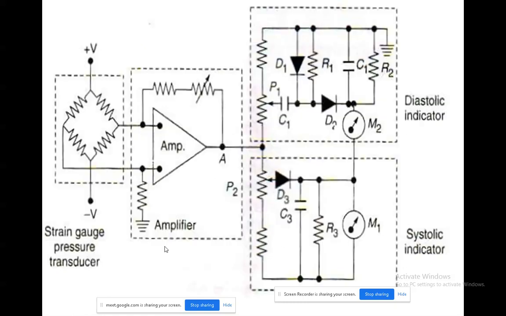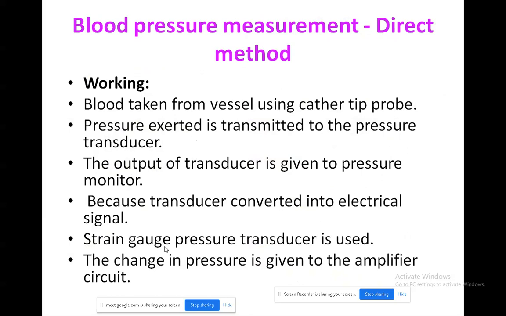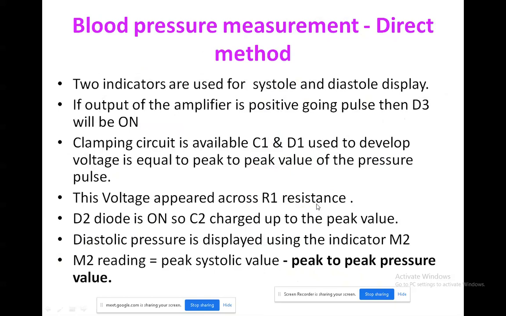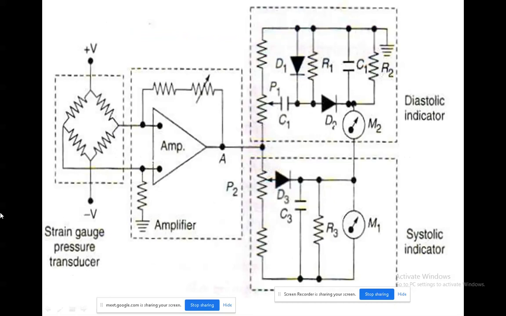This is the circuit of the strain gauge pressure transducer: amplifier, diastolic indicator, systolic indicator. So two indicators will be used, one for systole and one for diastole. If the output of the amplifier is a positive going pulse, then D3 will be on.